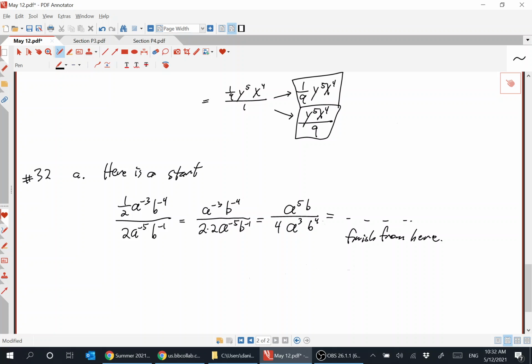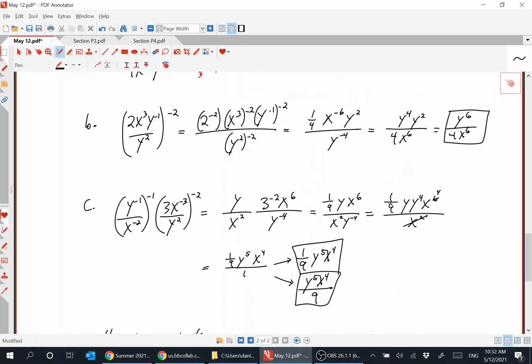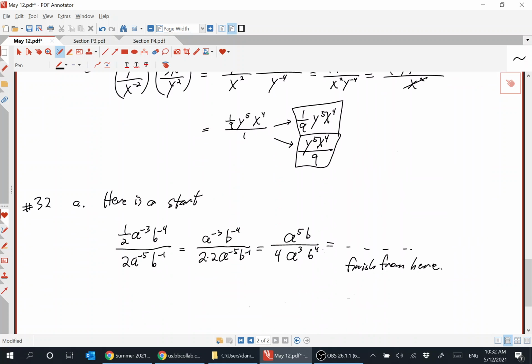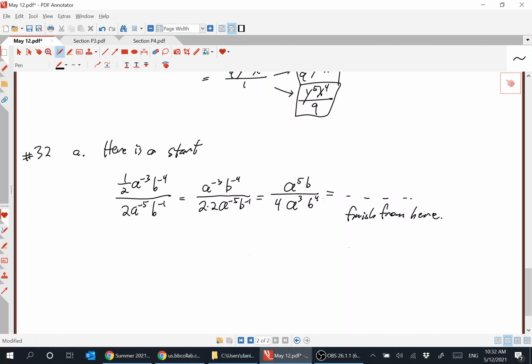Give 31 a go on your own. Right, 31's a nice problem. Give that one a go on your own and compare your answers against mine. Right, and then if you're able to do that, then 32 won't be a problem.